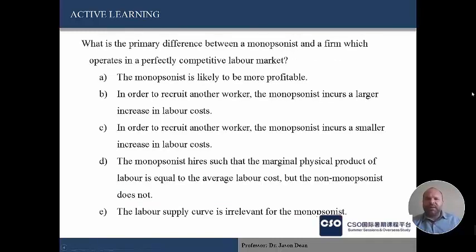Next question. What is the primary difference between a monopsonist and a firm which operates in a perfectly competitive labor market?